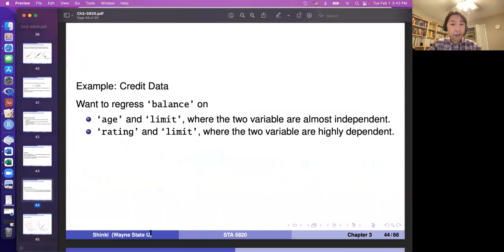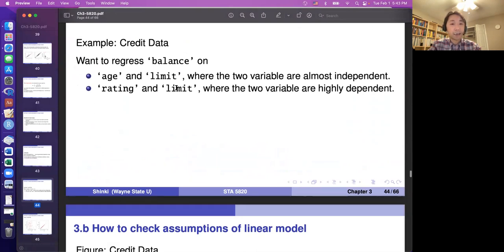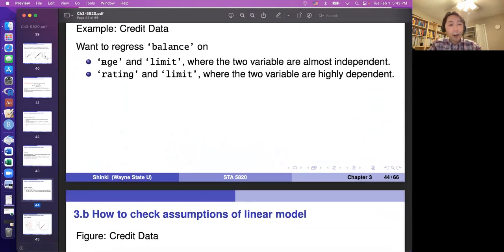Using this data set, we see several variables. Basically, we want to regress balance, which I think is the balance due, on age, limit and rating. These are related to balance. For example, higher age, it's not clear, but maybe balance is higher because they have had credit cards for a long time. And if the credit limit is higher, of course we expect balance is higher.